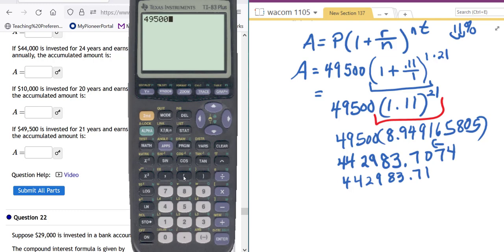All right, let's see if we can trust the calculator from the very beginning. 49500. Parentheses 1 plus 0.11 divided by 1. Close the parentheses. To the power, parentheses 1 times 21, close. Enter. 442983.70, and your 7 would push you up.